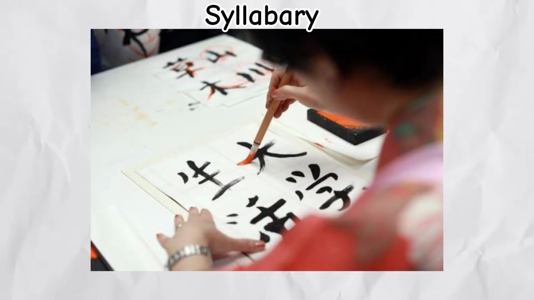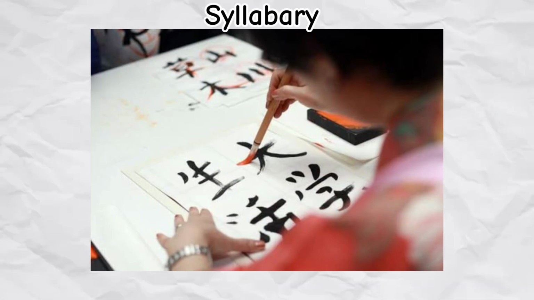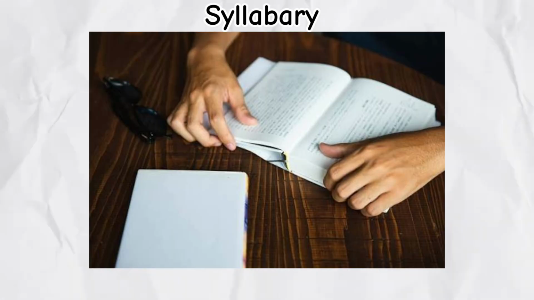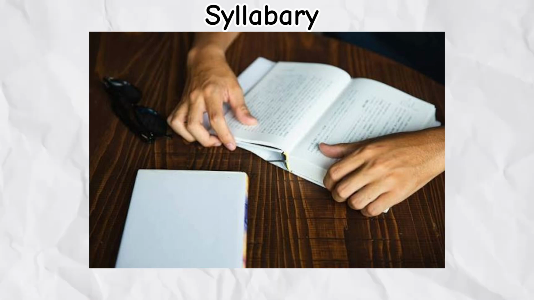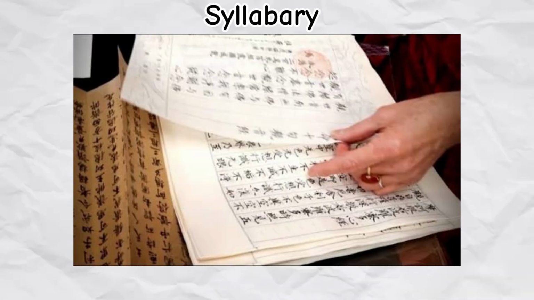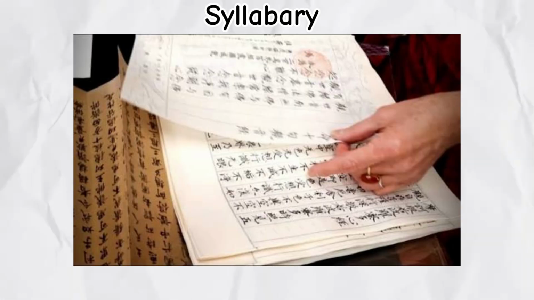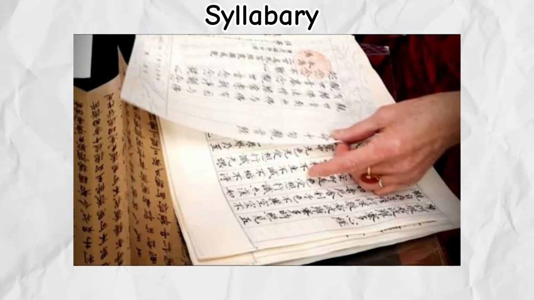Syllabaries work best for languages with a limited set of syllables. Once the symbols are memorized, reading becomes smooth because you read whole syllables rather than piecing together individual letters. This system is very visual and helps preserve language in a simple yet structured way.